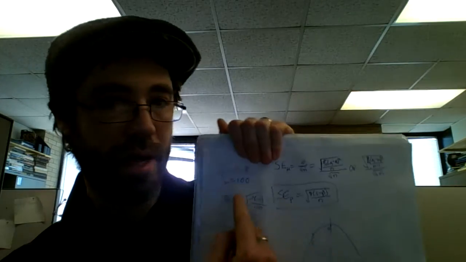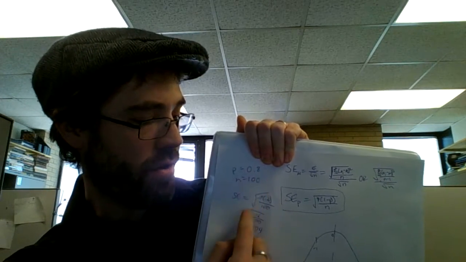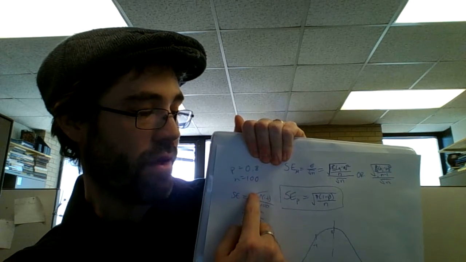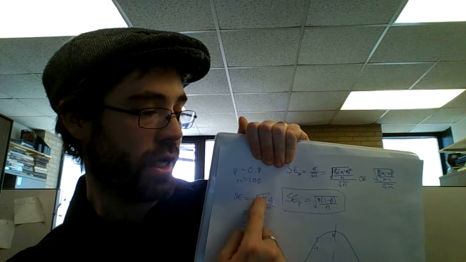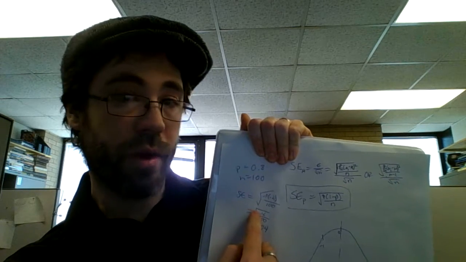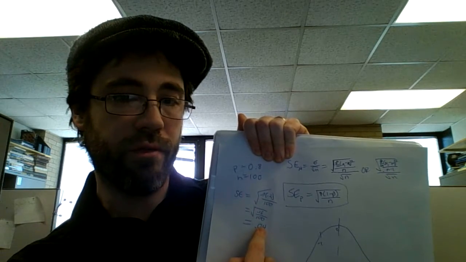For example, we can take a proportion of 0.8 up here, 80%, sample size of 100. To calculate the standard error, it would be the square root of 0.8, that's the proportion, times 0.2, 1 minus the proportion, divided by 100. Which is the square root of 0.16 over 100, which comes out to 0.04.